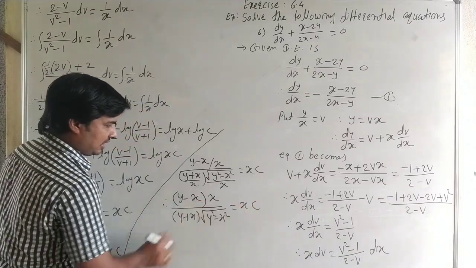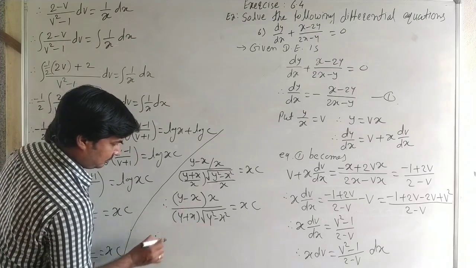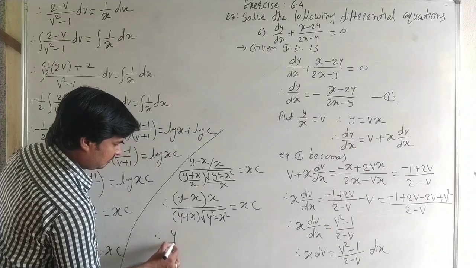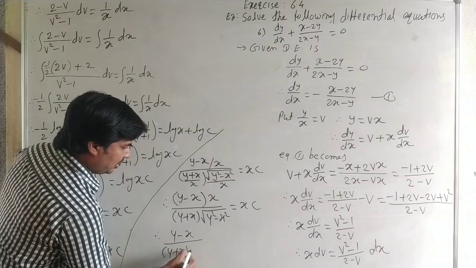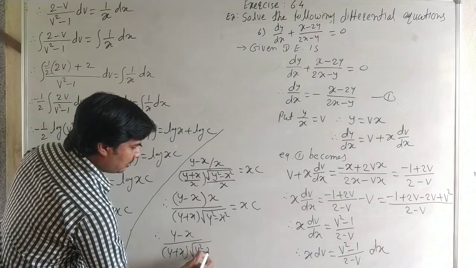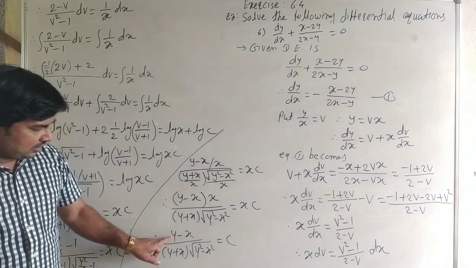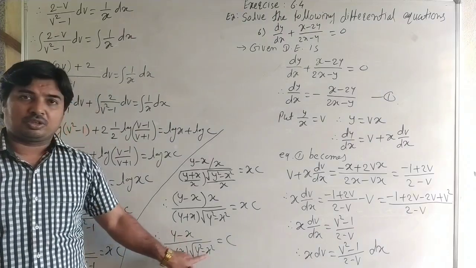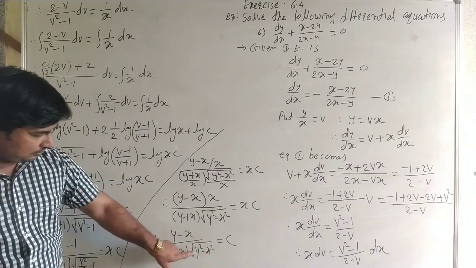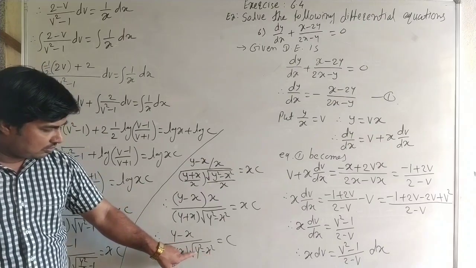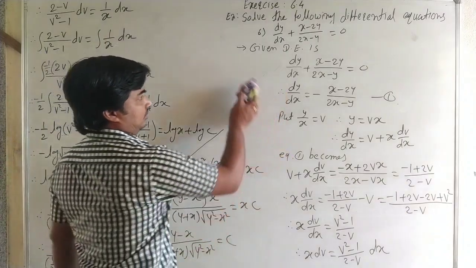And now this x gets cancelled. Therefore here it is y minus x upon y plus x into under root of y square minus x square is equal to c. Okay. See carefully this. It is y minus x, and here it is y square minus x square. When we take the factors of y square minus x square, it is y plus x and y minus x. We can write the calculation like this.